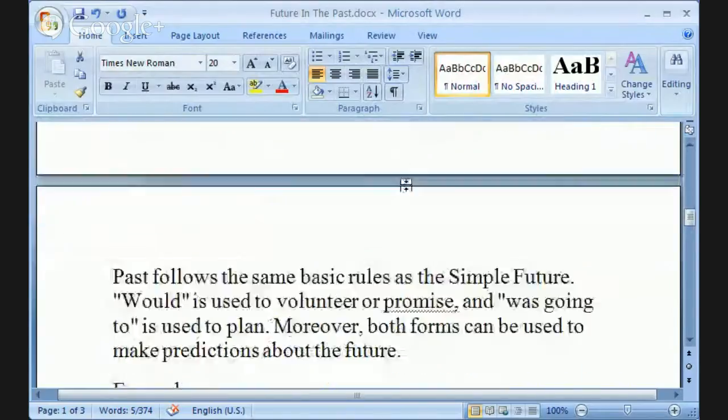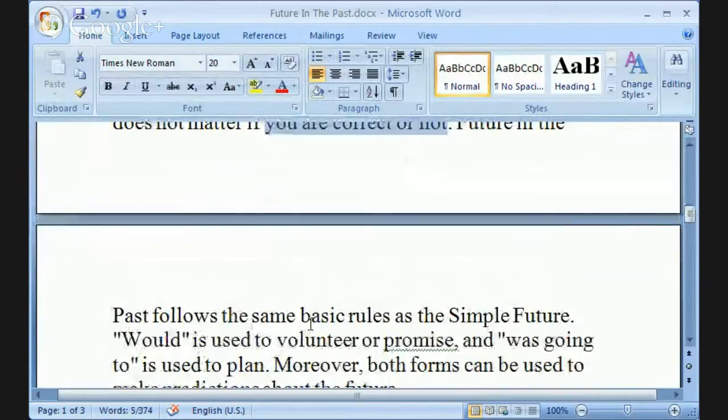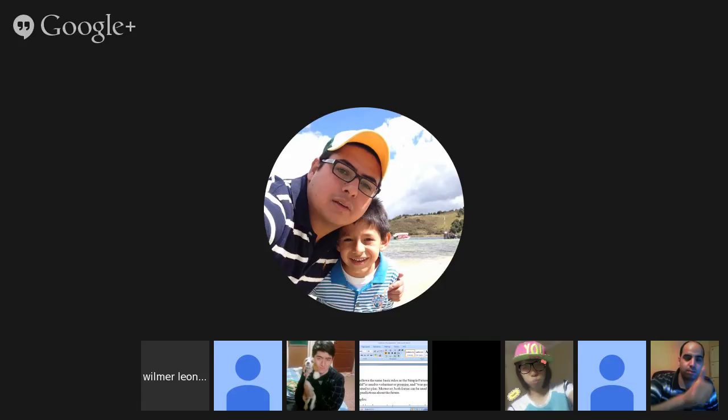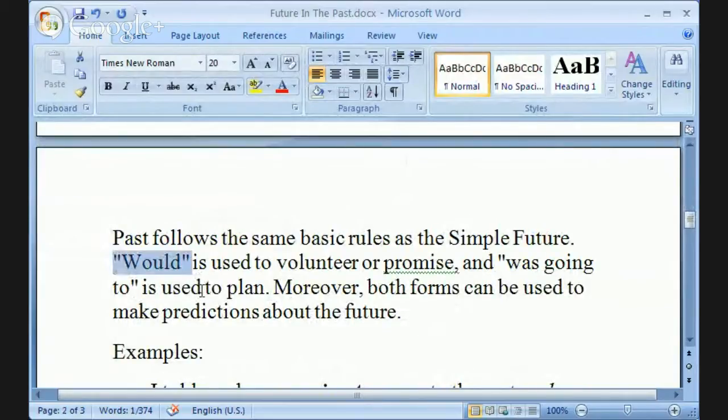Okay. Future in the past follows the basic rules of simple future. Would is used to volunteer or promise. All right. And was going to is used to plan. So in the simple future, for example, it may not really make any difference to the listener if I say, I will start work on Monday, or I am going to start work on Monday. For the listener, maybe the only thing that matters is, oh, okay, Monday, you start work. That's it. And the basic message is the same.